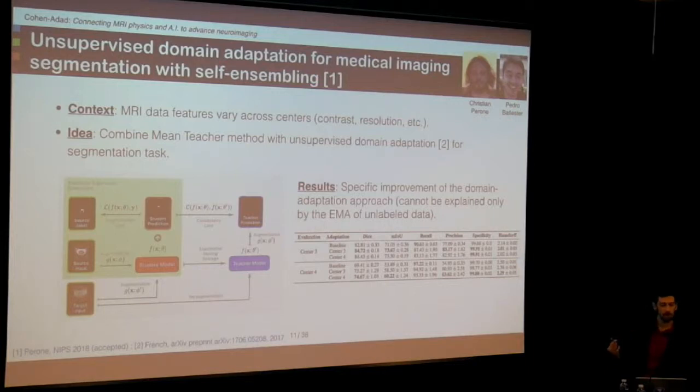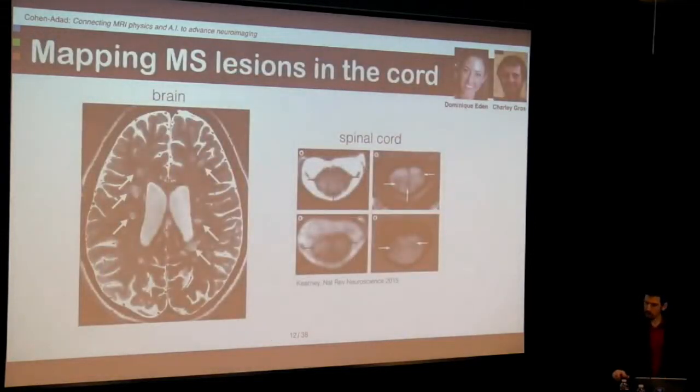In order to make sure that the improvement was not due to the exponential moving average, we also did an ablation study to basically rule out the potential effect of the mean teacher and exponential moving average approach. And you can see more details in this paper, and it's also now accepted in NeuroImage. So that was an overview of the approaches for segmentation and how to deal with the scarcity of labeled data.